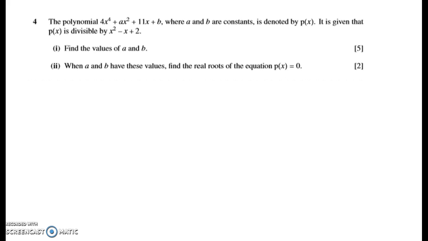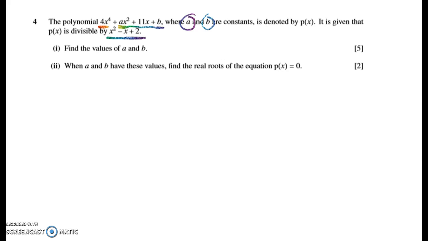So here's the question done up a bit bigger. We're given a polynomial which is 4x to the power of 4 plus something x squared plus 11x plus something. And so you can guess that we're going to have to work out what the a and b are. And we're told that p of x is divisible by this.